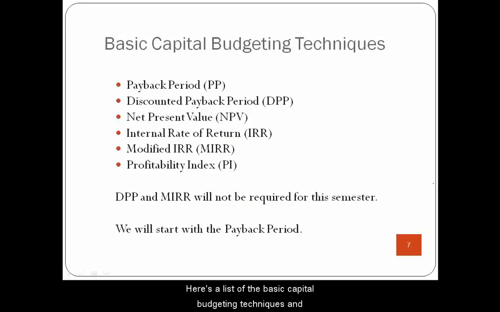Here's a list of the basic capital budgeting techniques, and that include payback, discounted payback, NPV, internal rate of return, modified IRR, and profitability index. Now for this semester, we're not really going to talk about discounted payback, and we're not going to talk about modified IRR, so we will focus on the payback, NPV, IRR, and then we'll just address a little bit about the profitability index. So let's start with the payback.